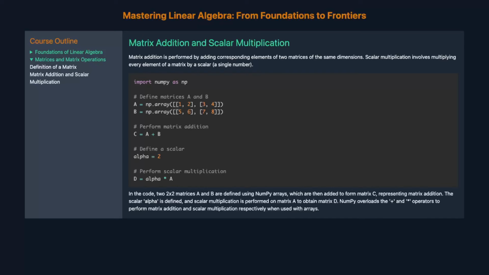The scalar alpha is defined, and scalar multiplication is performed on matrix A to obtain matrix D. NumPy overloads the plus and star operators to perform matrix addition and scalar multiplication respectively when used with arrays.